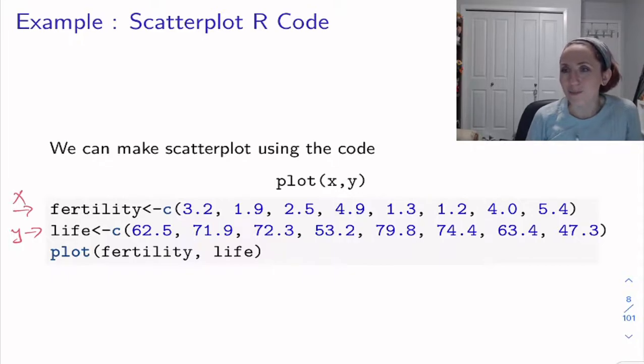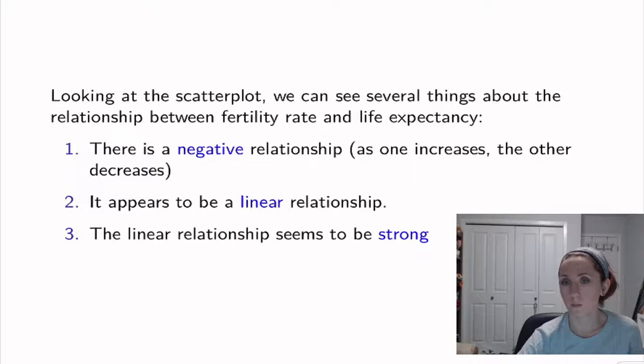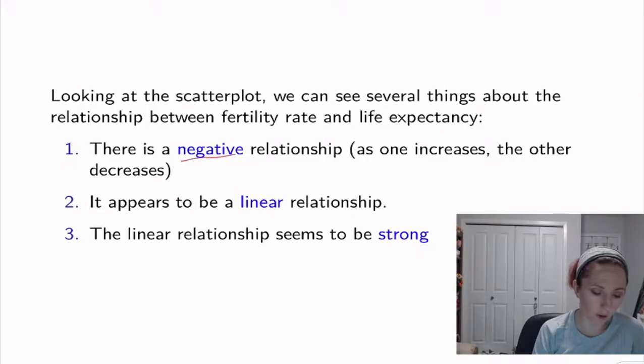R is only as smart as you are. It will still make the plot if you put them in the opposite directions, but you're going to have the things on the wrong axis. So it is up to you to identify that you have put things correctly, exactly where you want them. But this is the code that I use to produce that plot. So again, to summarize from our scatter plot, we saw that we had a negative relationship. We saw that the relationship was linear, and that it seems to be a fairly strong relationship. Now this is all just by visual inspection. We're going to need ways to quantitatively and objectively determine these things, and that's what we're going to be looking at in this unit.